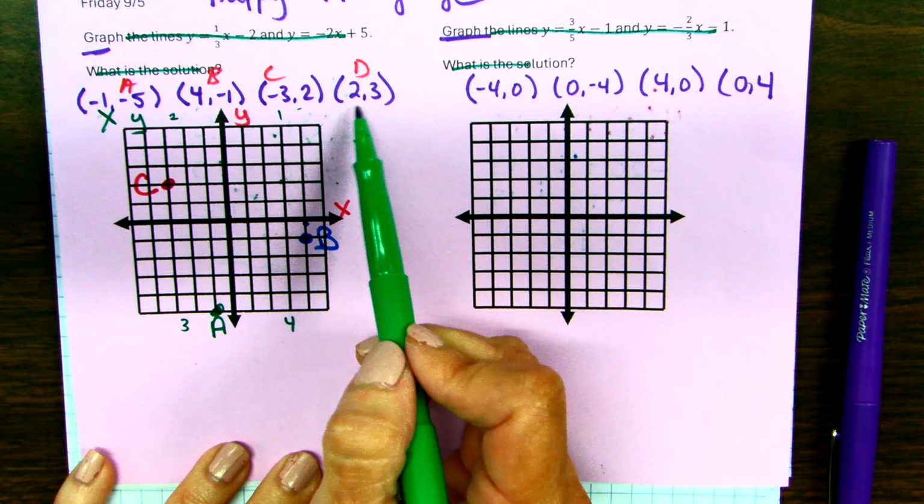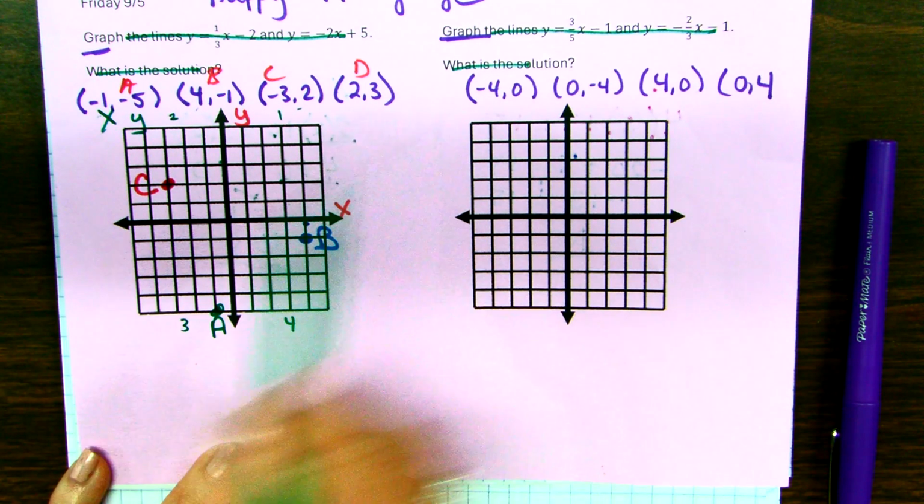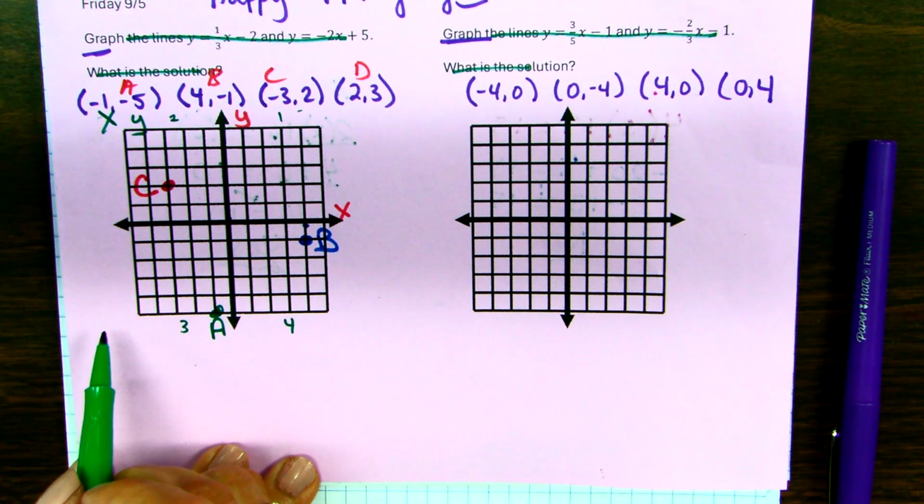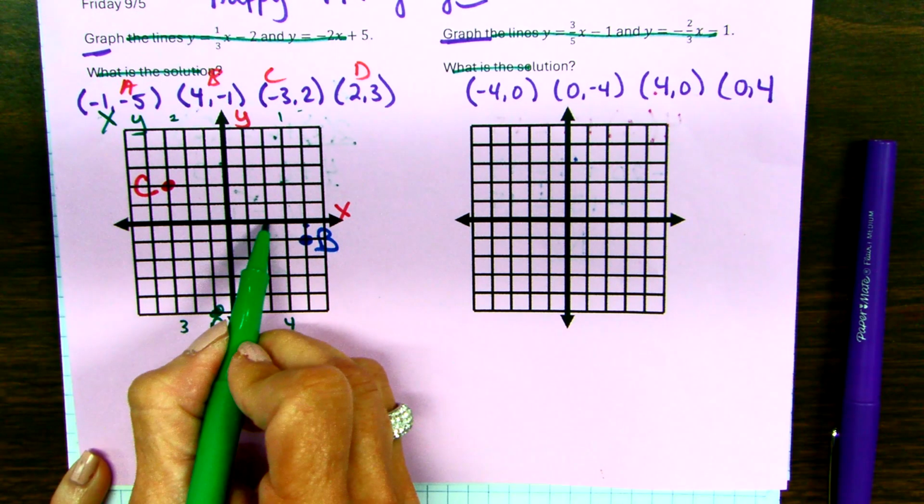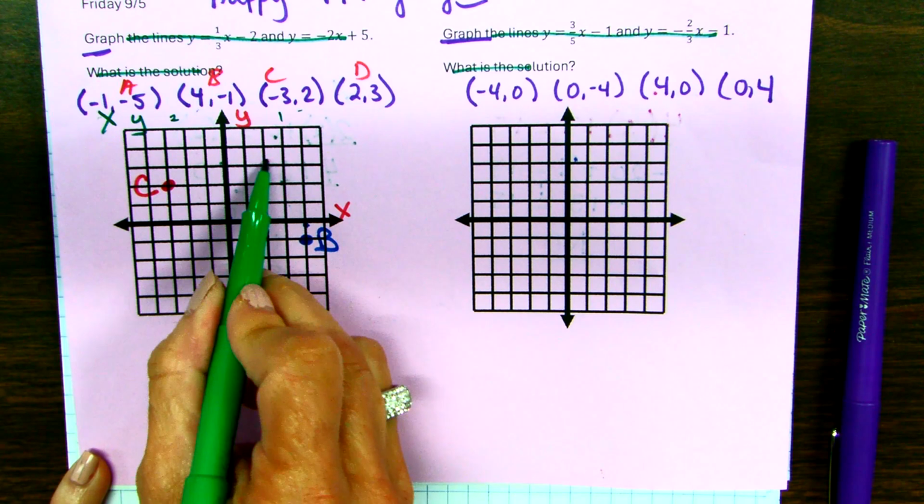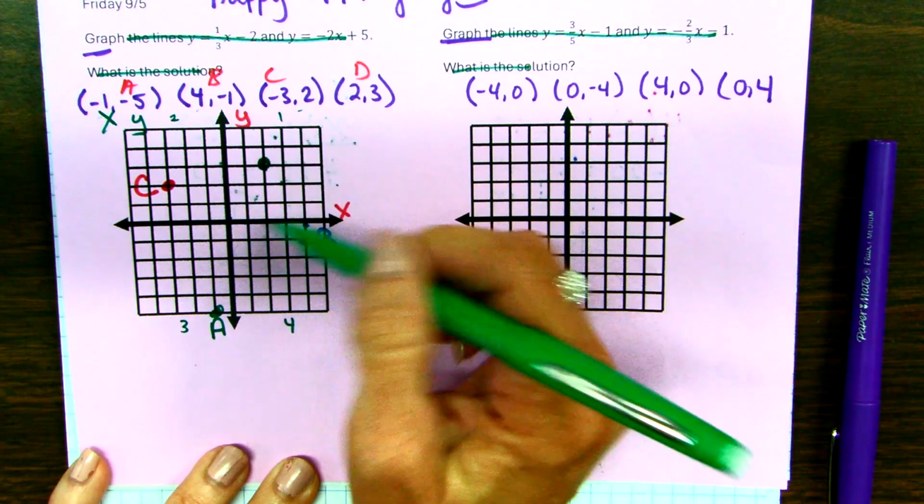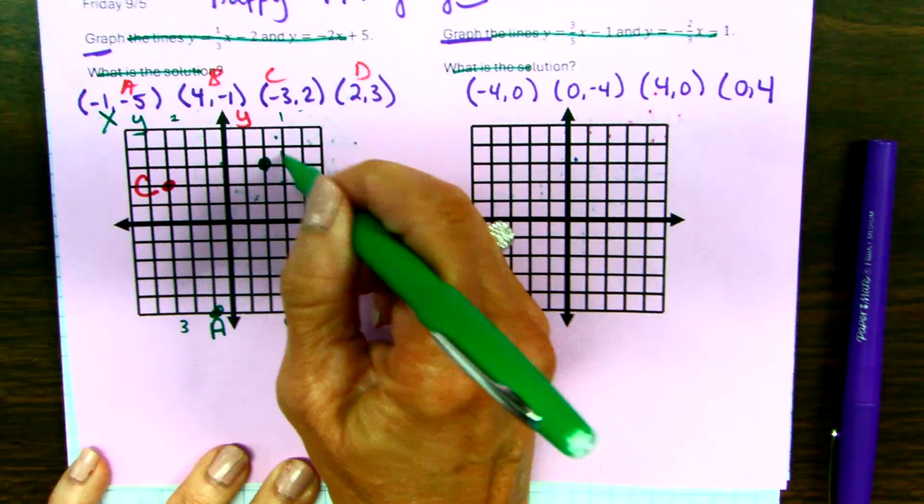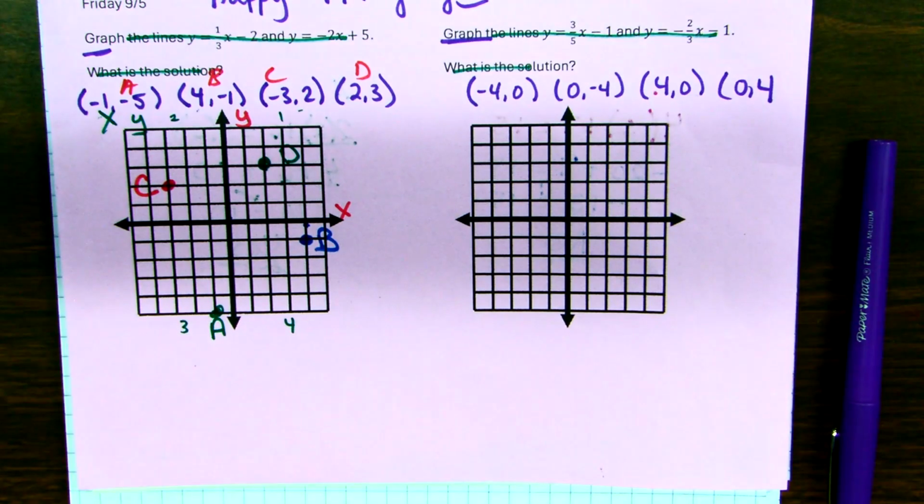Elisa, do you know where D would be? Yeah. So right 2, up 3. When they're both positive, you're going to be in quadrant 1. Okay? So it's really important that we know how to graph those.